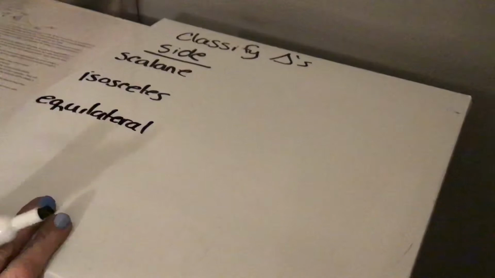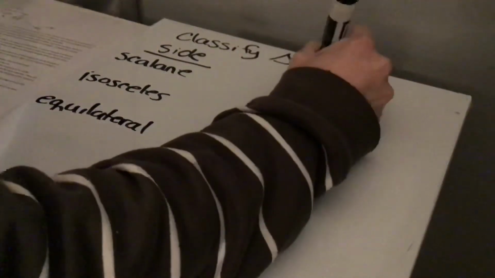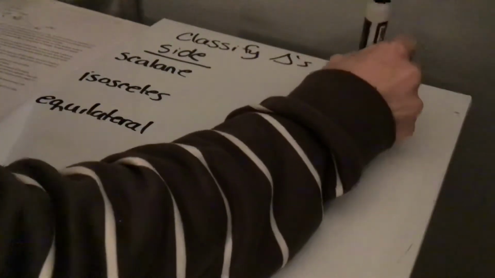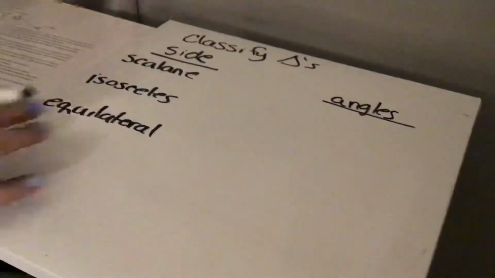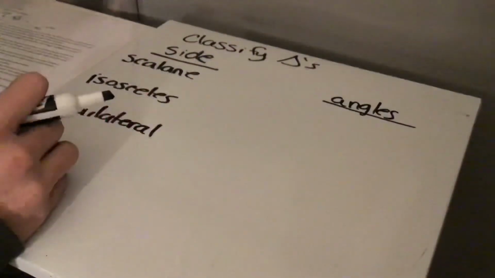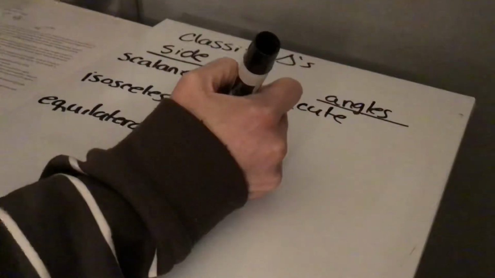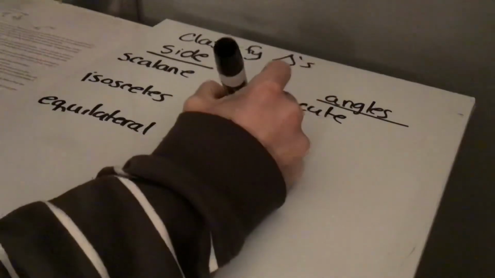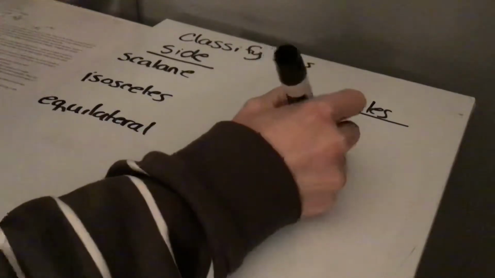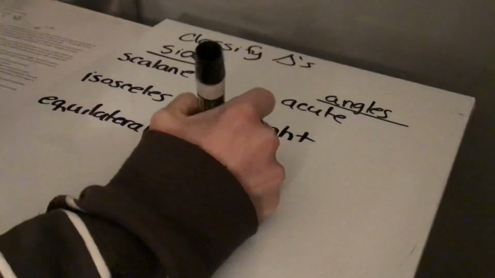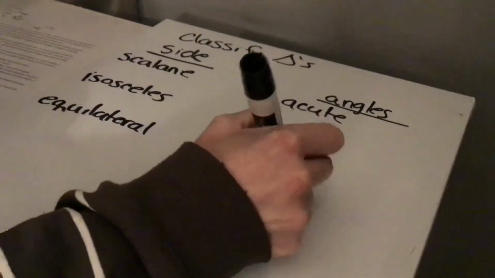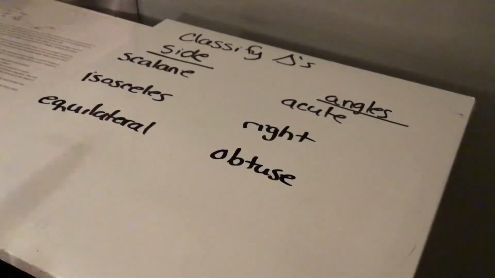Okay? When you're classifying by angles, and when we classify both if we can, okay? You can have an acute triangle, you can have a right triangle, or you can have an obtuse triangle. Okay, well, what do these all mean, right?